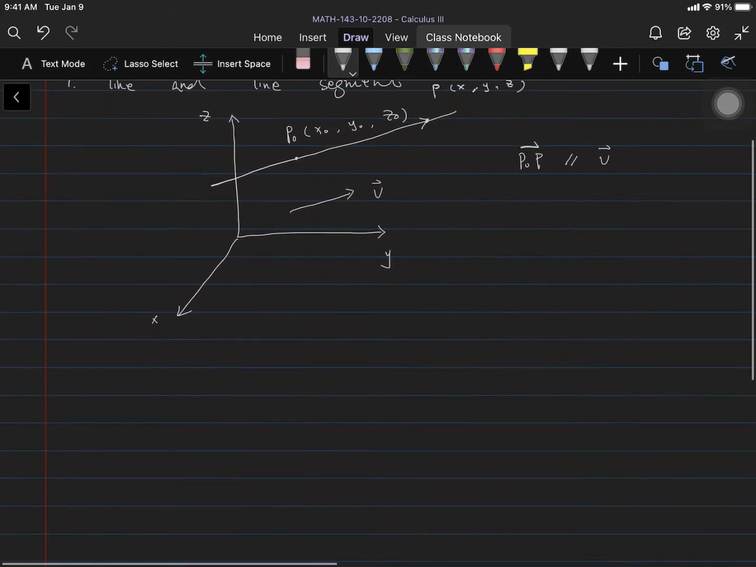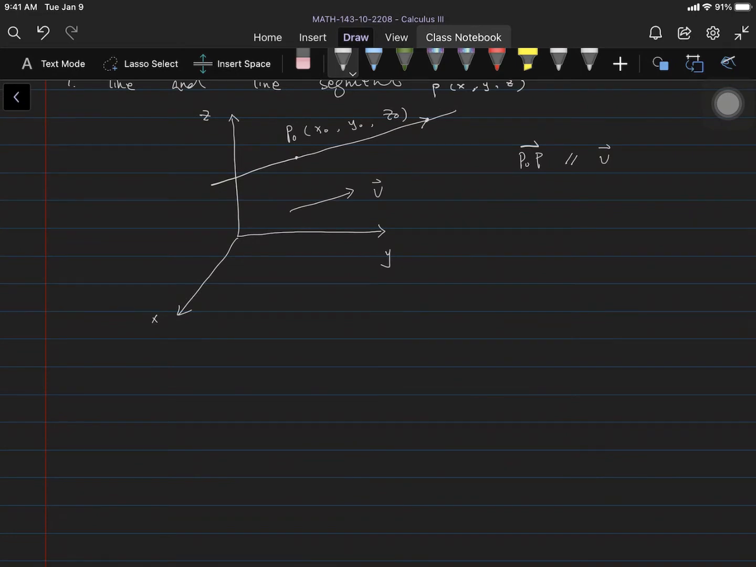So now let's write it down this way. How do you find the vector P naught P from the given 2 points? We use the terminal point minus the initial point, so it should be x minus x naught, y minus y naught, and z minus z naught. And this vector is parallel to the v vector. So if the v vector is given by v1, v2, v3, they are parallel.